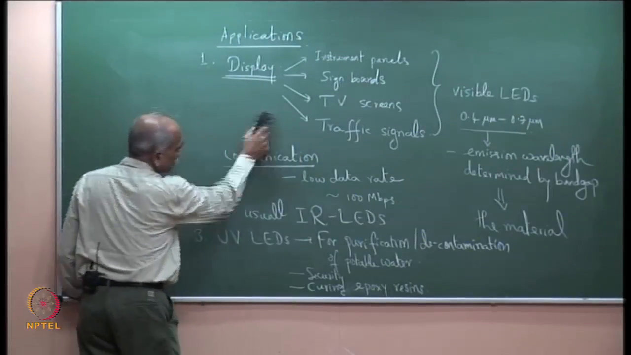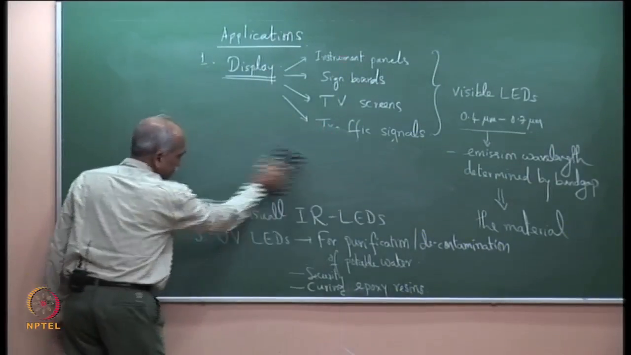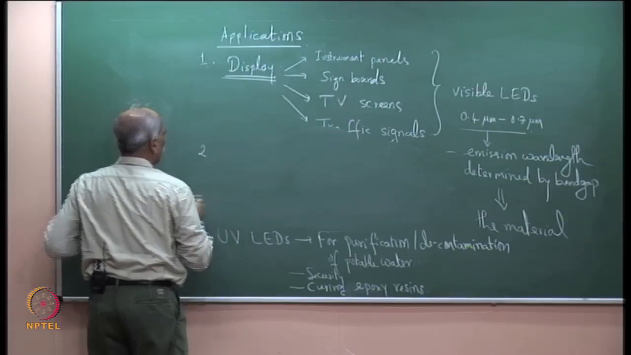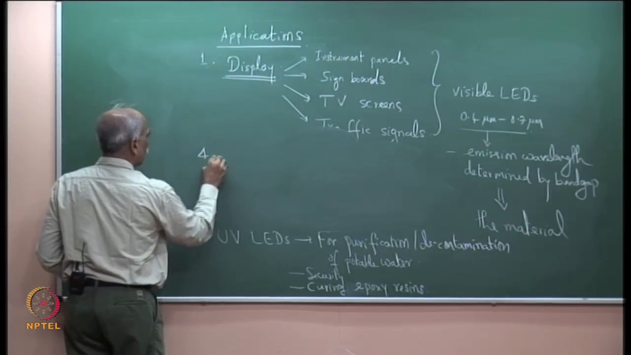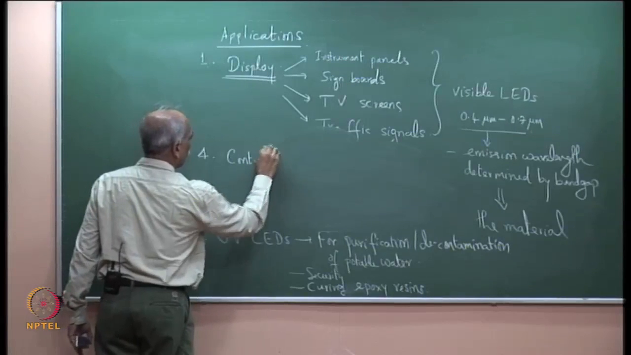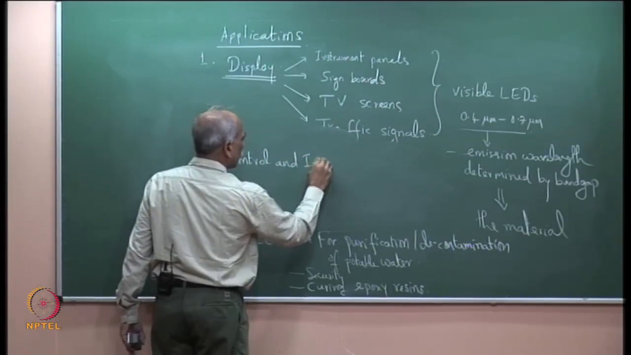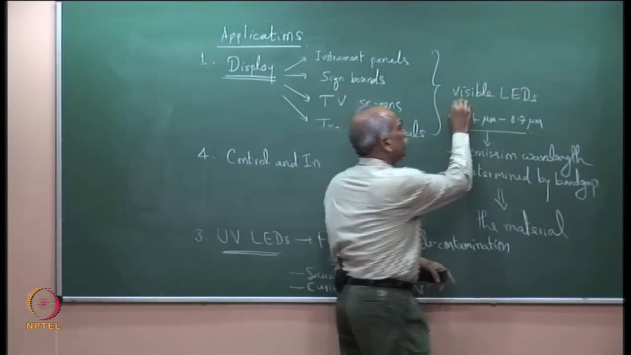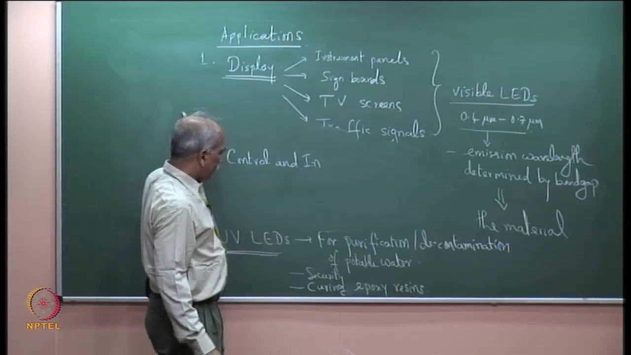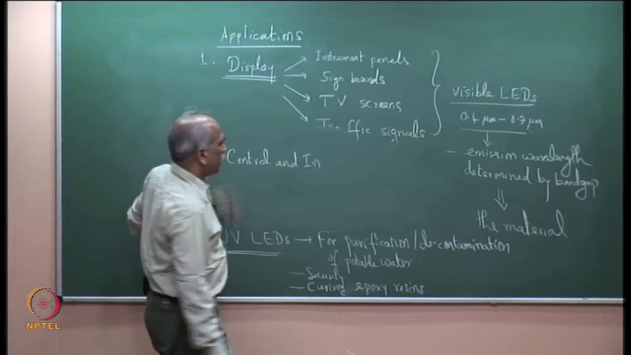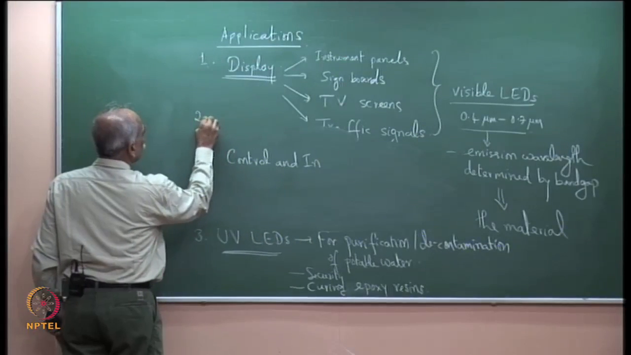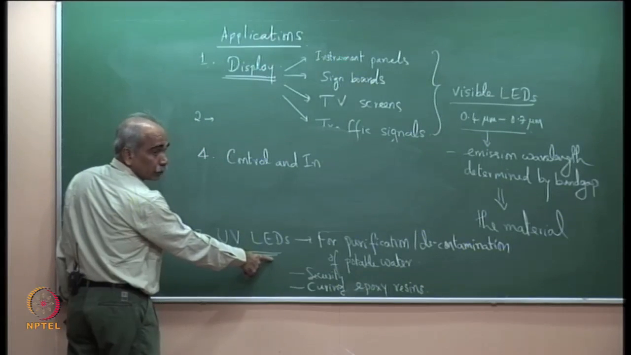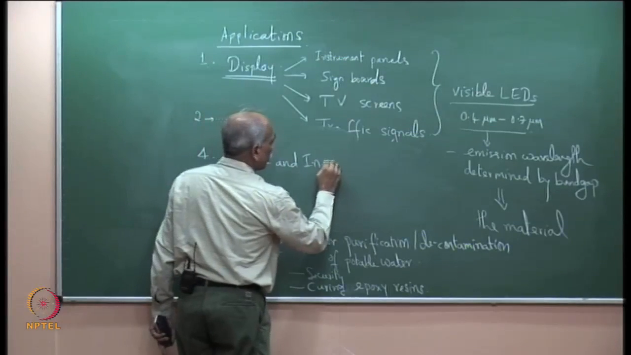What else can we think of? So, let me erase the lower part. Control and instrumentation. So, visible LEDs here, communication next, where you require IR LEDs, for the third application, UV LEDs, emitting in the UV, and control and instrumentation.